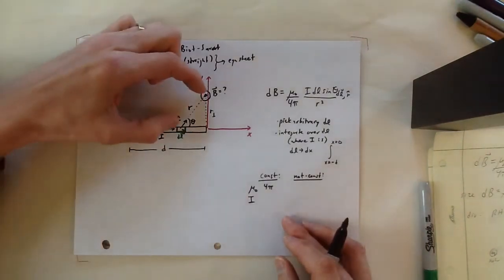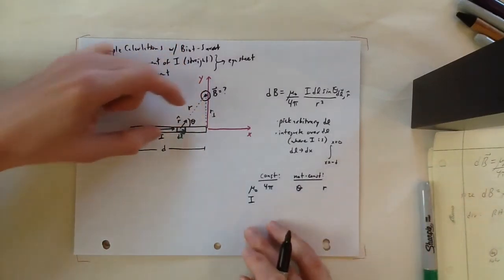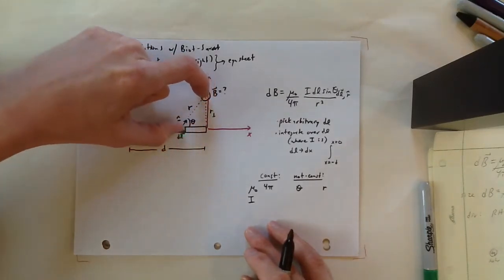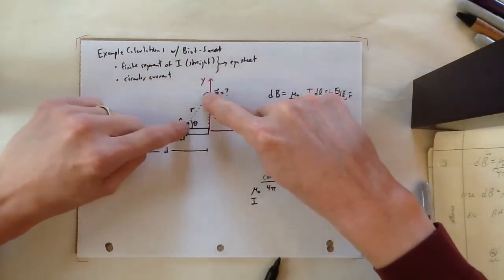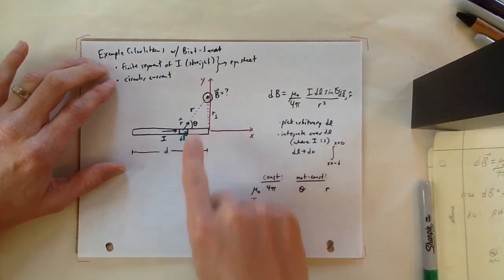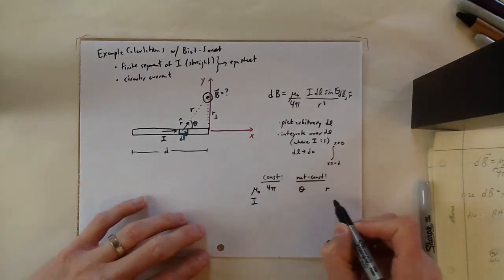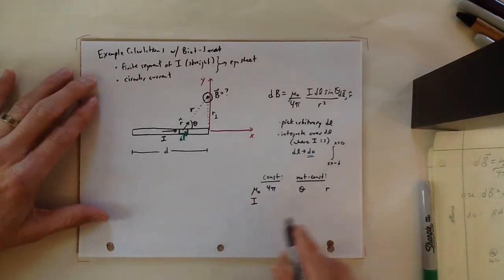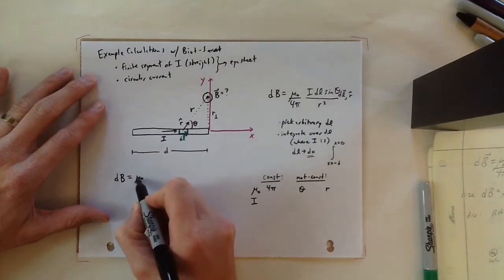But things that are not constant are the theta and the r. So you can see that depending on where you are along this, these little segments are going to have different distances. So this distance changes. So the r from each one is going to be different, and this angle is going to change as well. So those are all different. And so I'm going to have to reconcile these somehow to my integration variable, which is going to be x. So let me take care of that in just a second. But for now, let me go ahead and pull out all my constants.